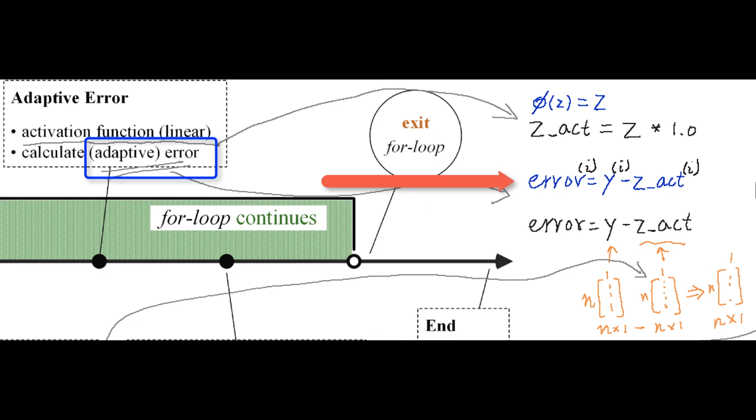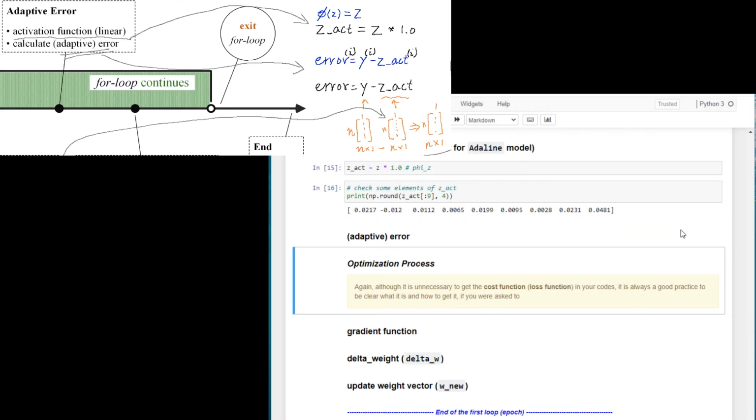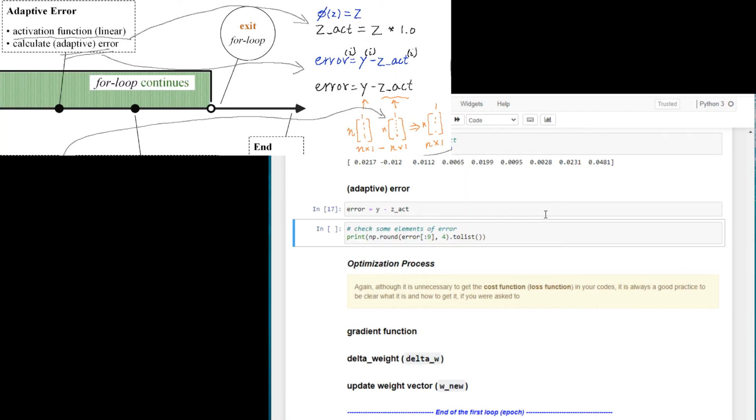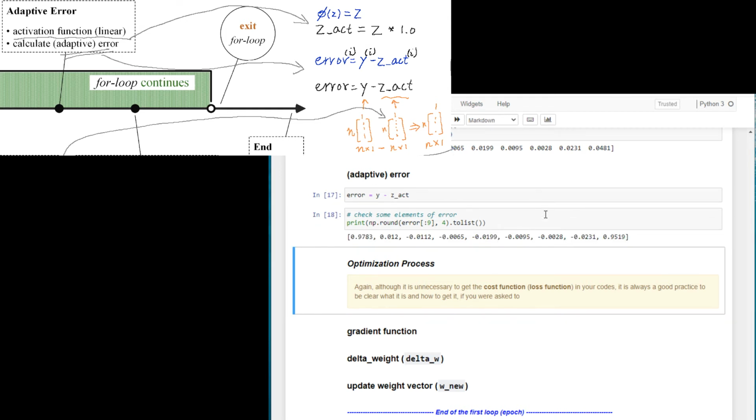Here is how to calculate adaptive error. After the linear activation that you have implemented, the adaptive error is calculated by subtracting the activated input function, z act or phi, from the y vector. Both of these are vectors of length n, so both of them are n by 1. The result will be another vector of n by 1. It is quite straightforward. We will implement that subtraction here. We will quickly check the first 9 numbers here.